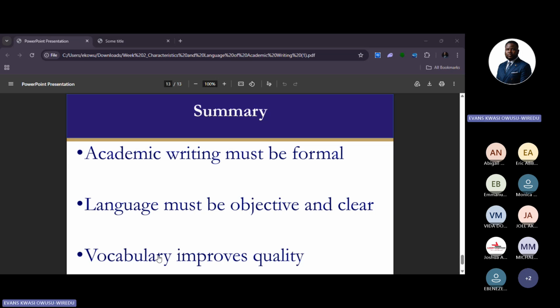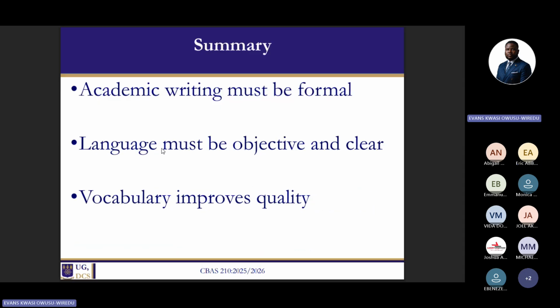Vocabulary improves quality. Why am I resting on this place? Let me just move on. After listening to a certain lecture, my life has never been the same. So let's move on. Oh, that's it.